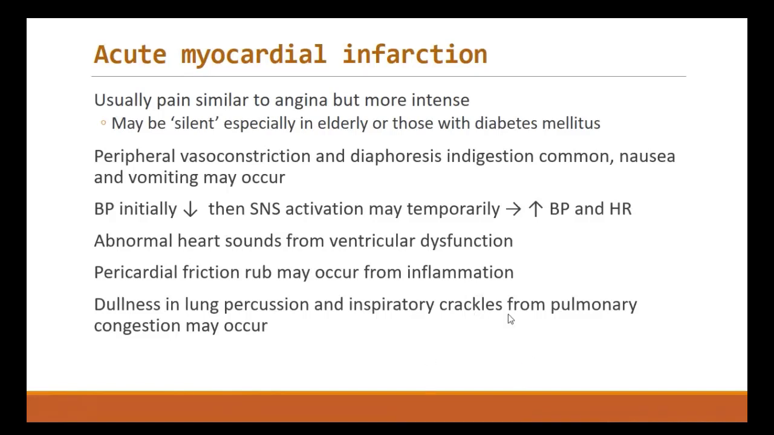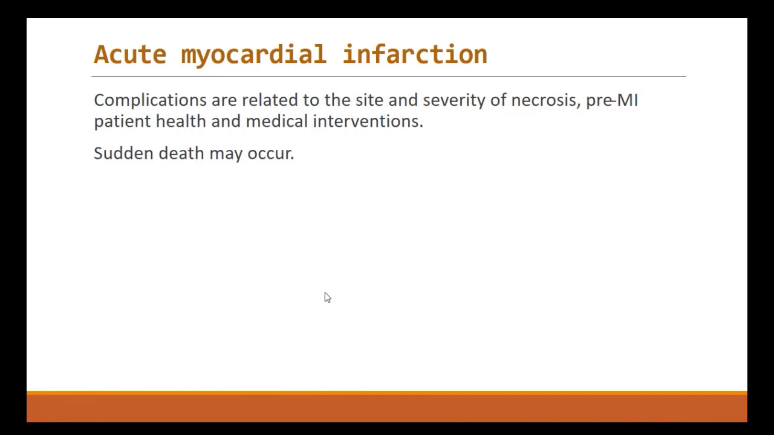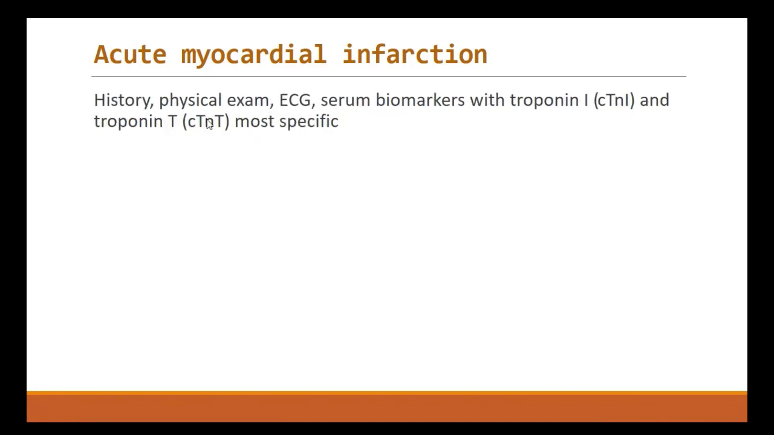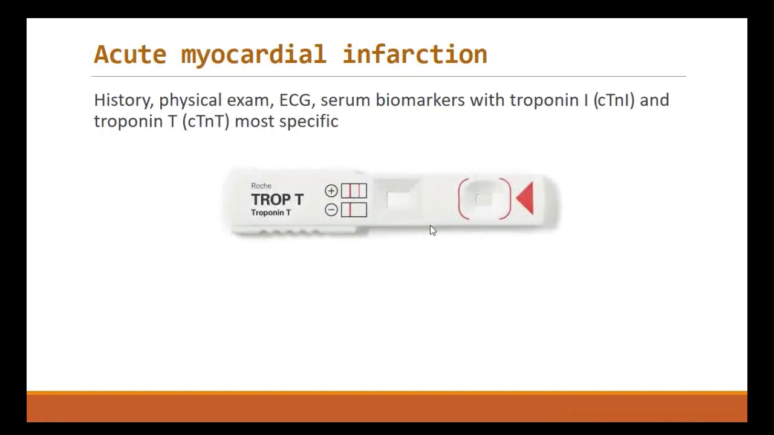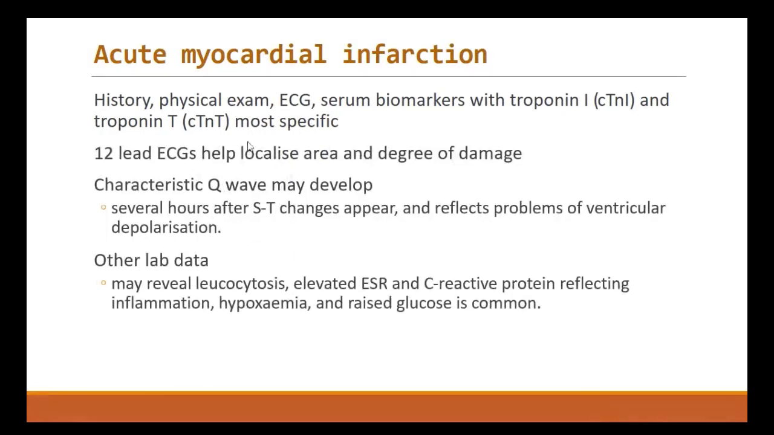Okay, make sense? Complications are related to the site and severity of necrosis, pre-MI patient health, and of course, medical intervention. Sudden death may occur if the area involved is too large. History, physical exam, ECG, and serum biomarkers, mainly troponin I and troponin T, can be used. On ECG, characteristic Q waves may develop.